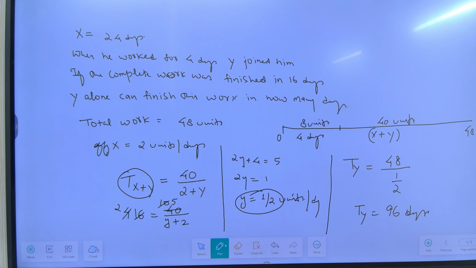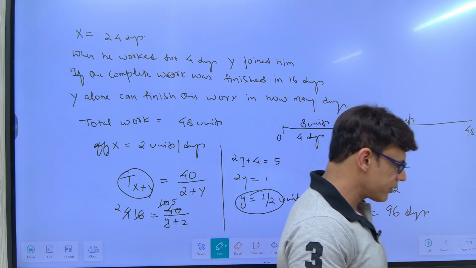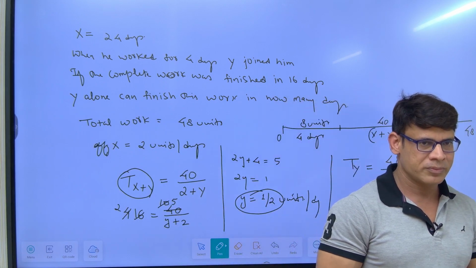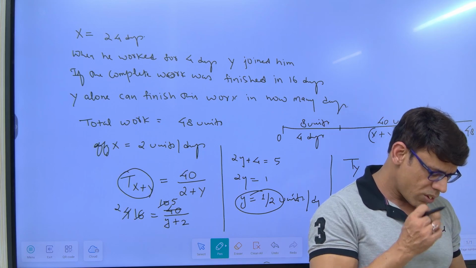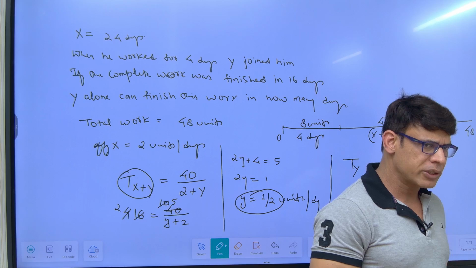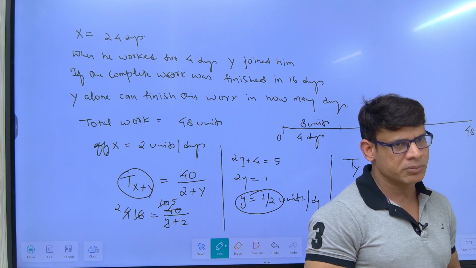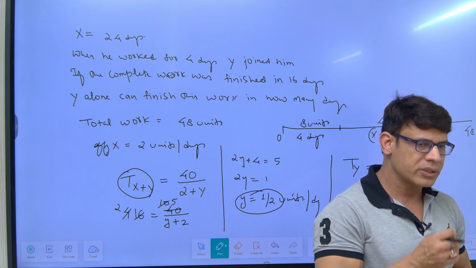Then I'll give you questions which you can try. First note this down. 99% of the time the LCM method works very well, so that calculation becomes easy. The answer would have come in fraction, but the final answer would have been the same. You still get the answer.